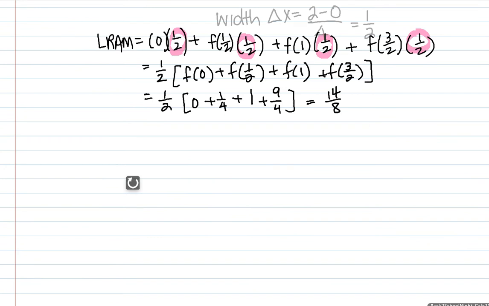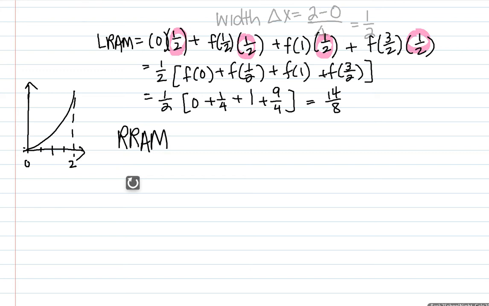Okay, now we'll also talk about RRAM, and it works really similar to this, except guess what? The right-hand side will be on our curve. So here's our y equals x squared function again, going from 0 to 2. Now we're going to set it up in much the same way.